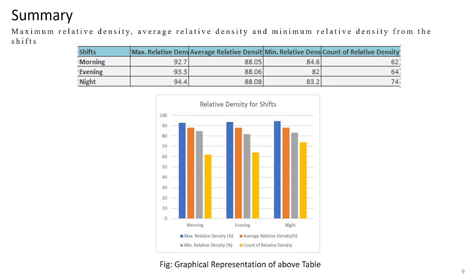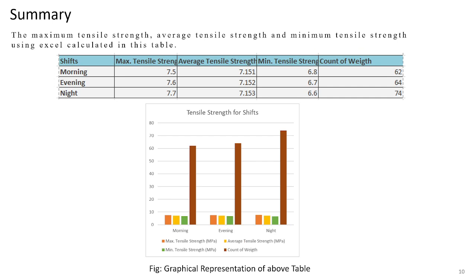In this slide you can see the maximum relative density, average relative density and minimum relative density from the shifts, and down there you can see the graphical representation of the table. And here you can see the maximum tensile strength, average tensile strength and minimum tensile strength calculated using Excel in this table, and alongside you can also see the graphical representation of the table.